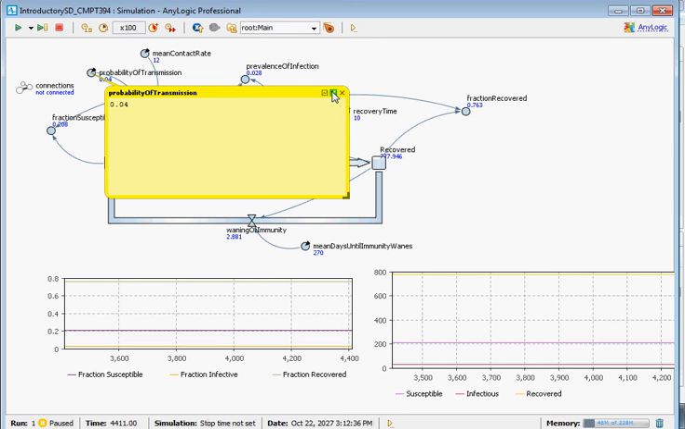So let's change the probability of transmission from 0.04 to 0.02. What do you think will happen in terms of the prevalence of infection, the fraction that are infective here? What do you think will happen? What do you think will happen to the fraction that are susceptible? Anyone?